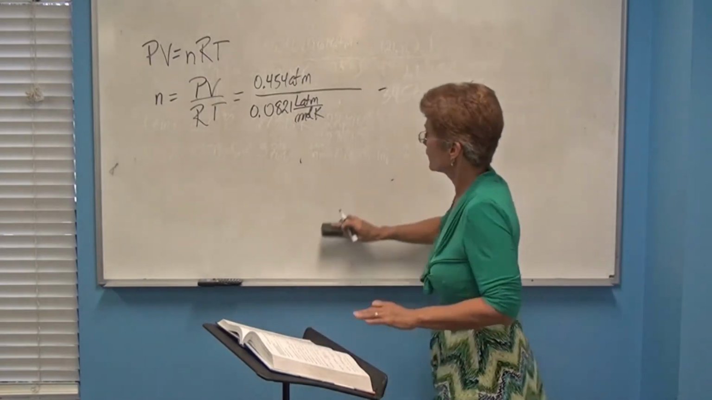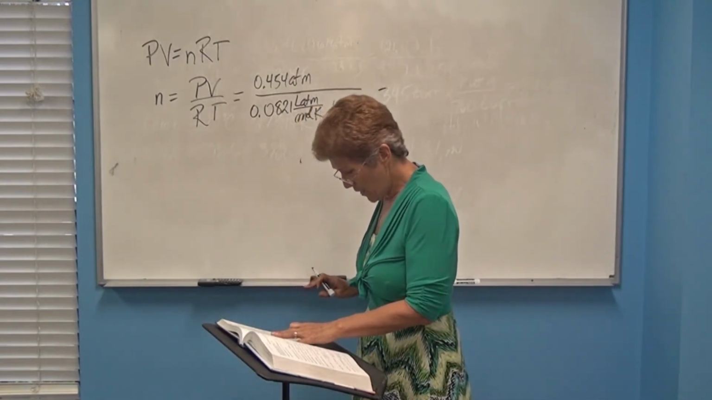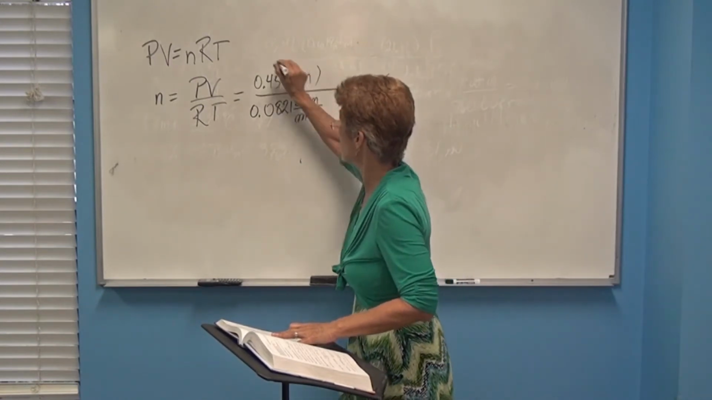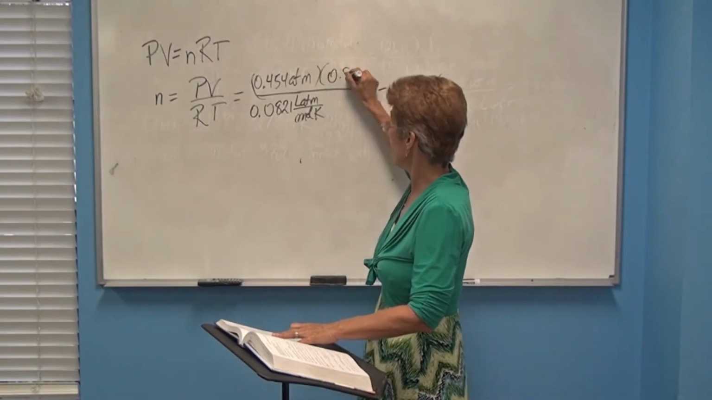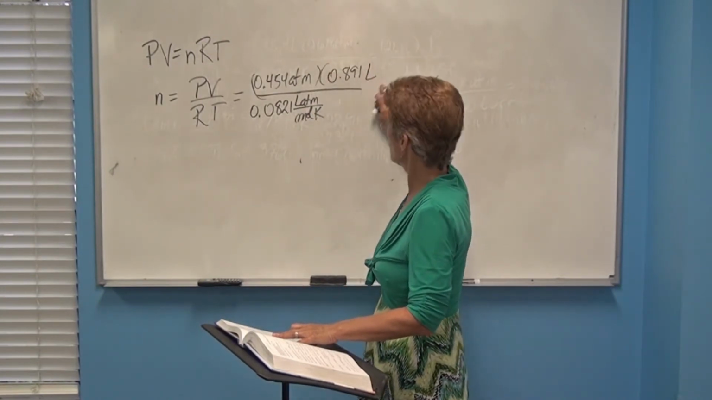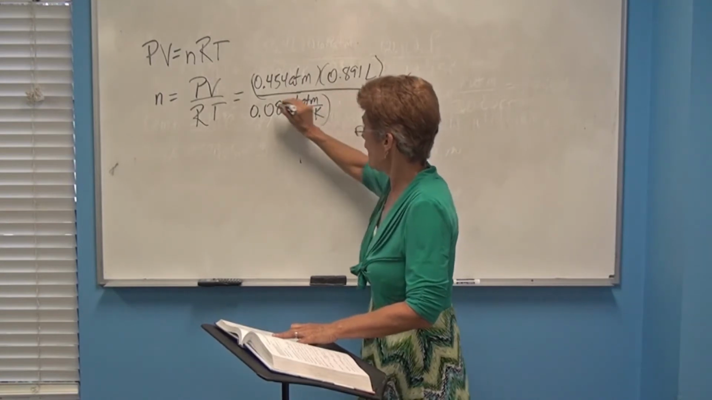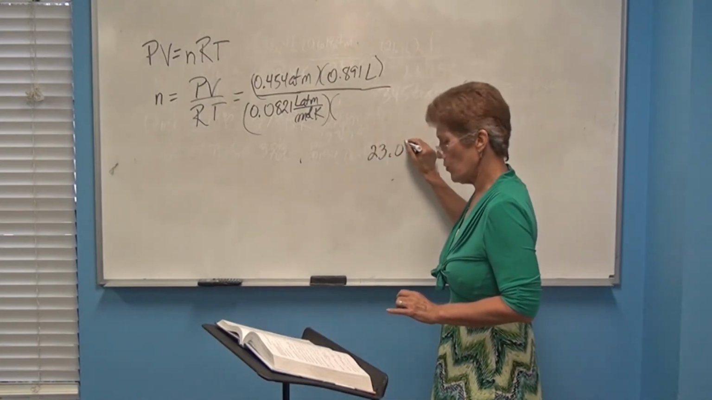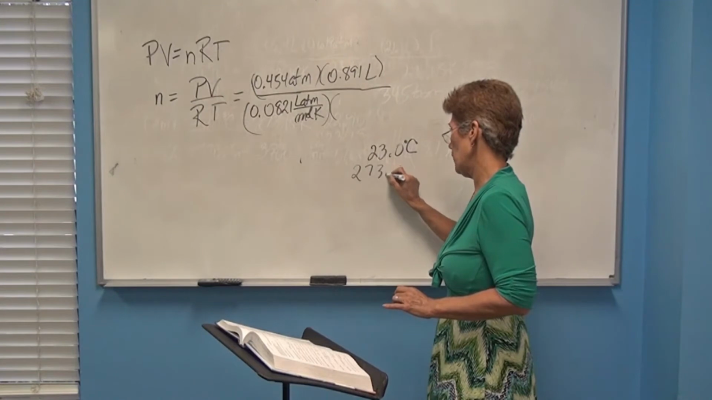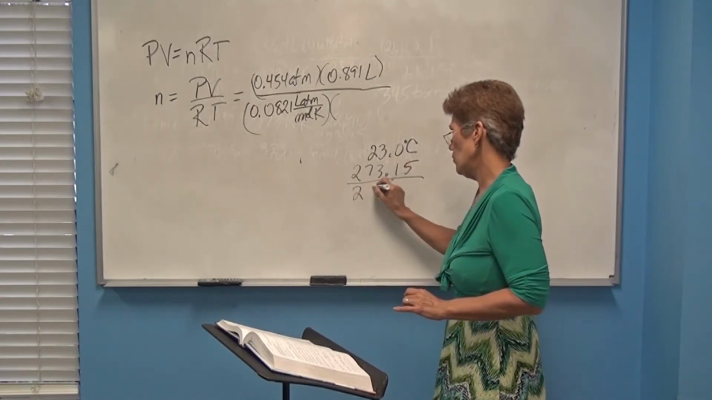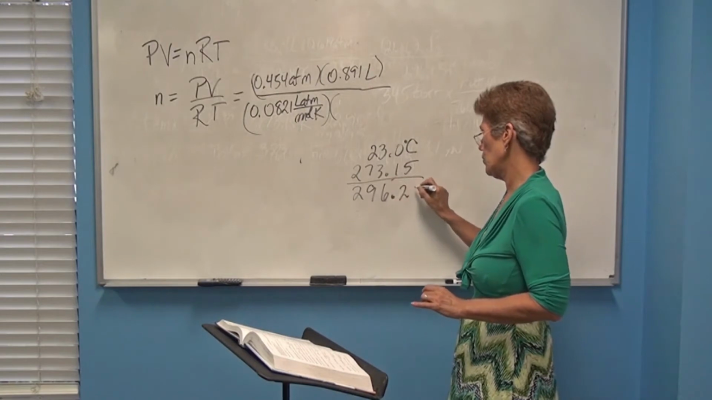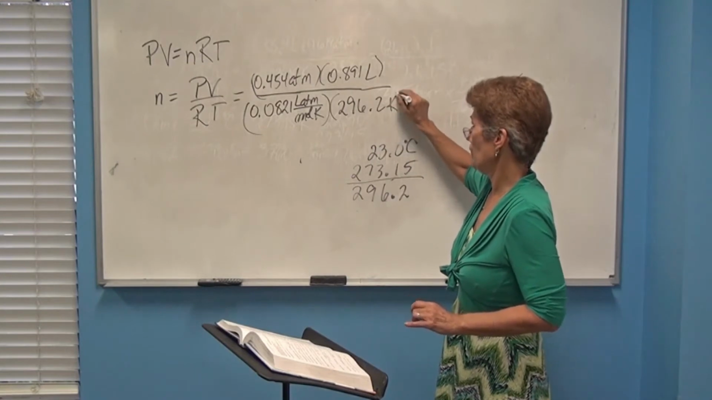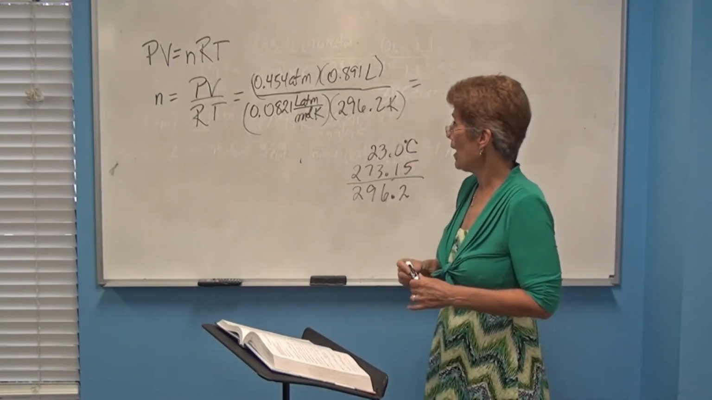Now I'm going to ditch that. The volume that we're given needs to be in liters, and it's given to me in milliliters, so I'm going to bring the decimal back 3 places to make it liters: 0.891 liters. And now the temperature needs to be in Kelvin as always. We're given the temperature as 23.0 degrees Celsius, so we add 273.15. That's going to give me 296.2 Kelvin with the right number of significant figures. There we go. Now we have all of it in there.